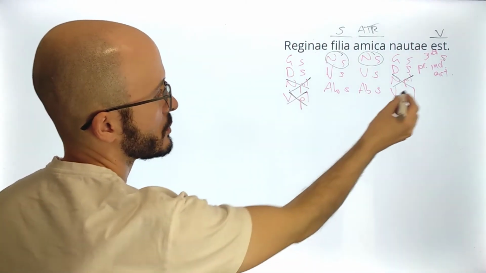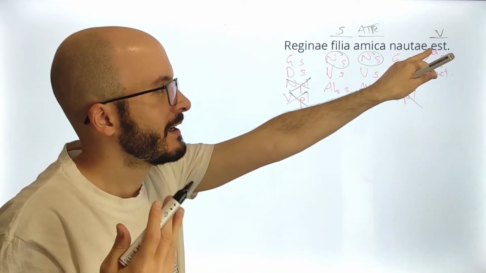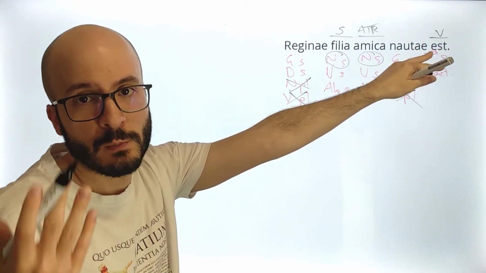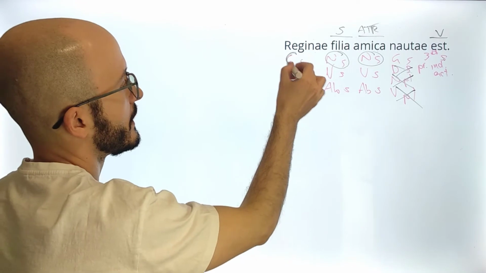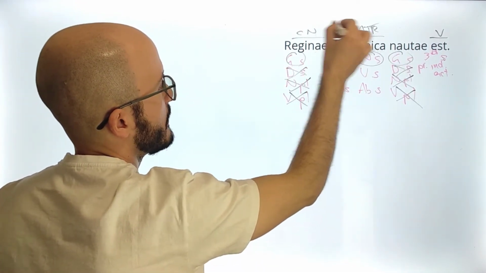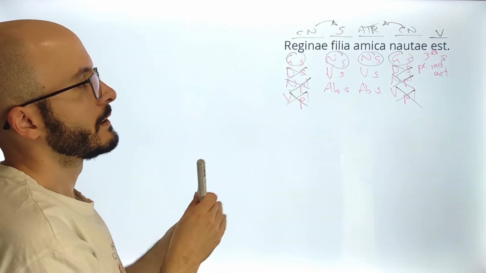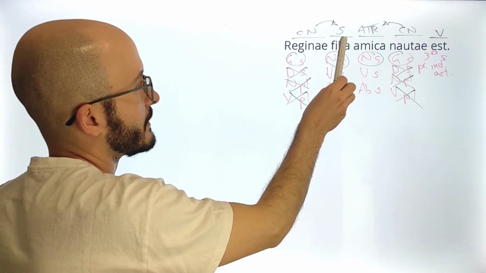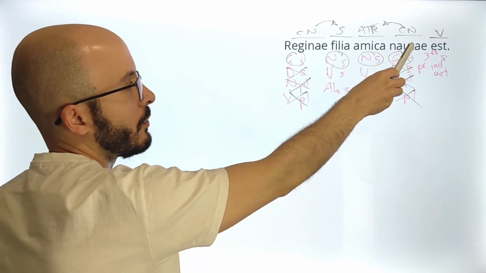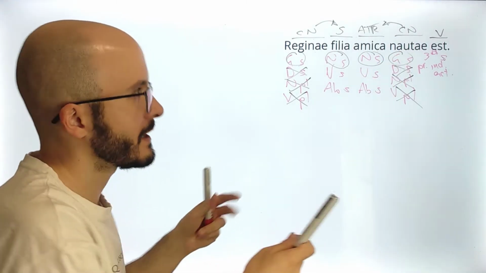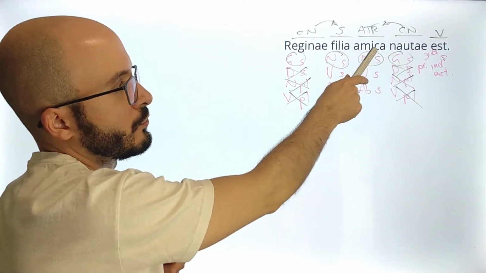Then vocative, no, because we don't have commas. Then dative. We don't need an indirect object with the verb to be, so it cannot be dative either. So we only have this. So again, complement of the noun, complement of the noun. And of course, this is this and this is this. So literally, the daughter of the queen is the friend of the sailor. Of course, then we can say the queen's daughter is the sailor's friend.